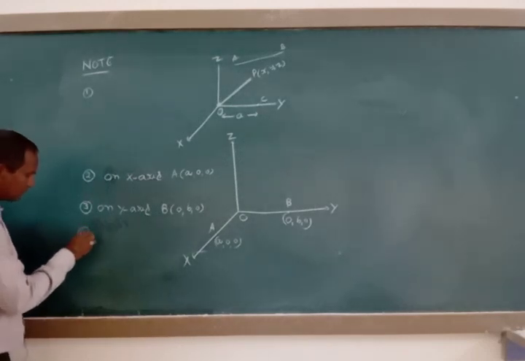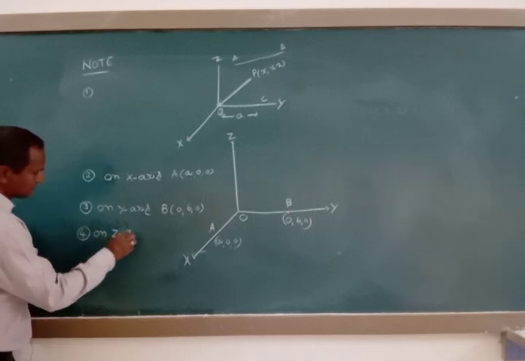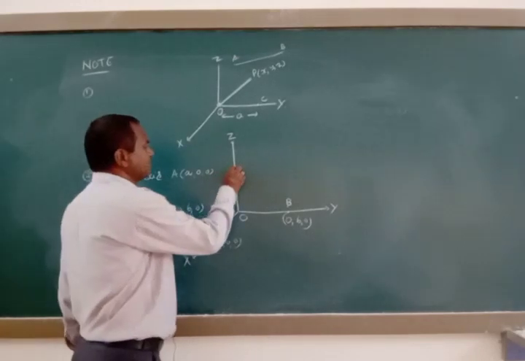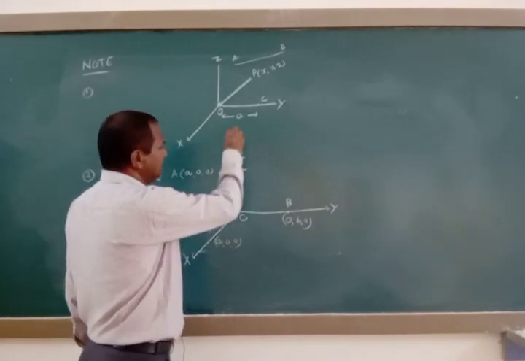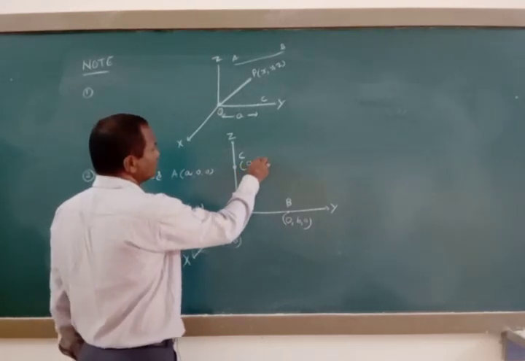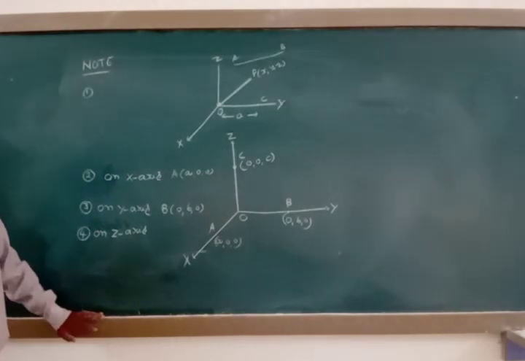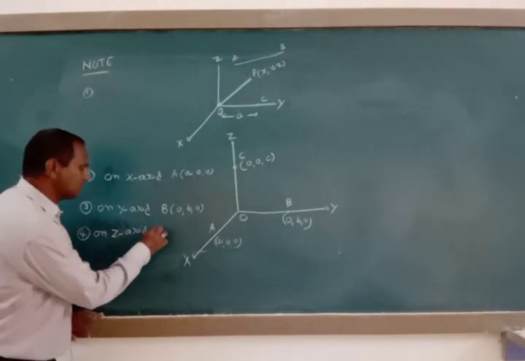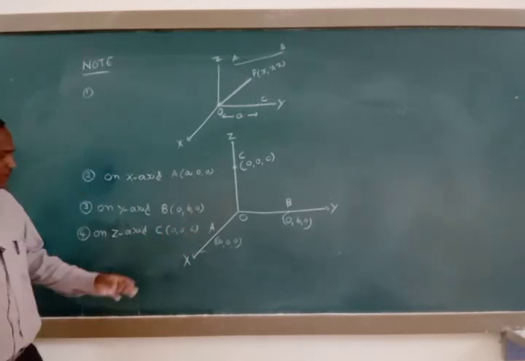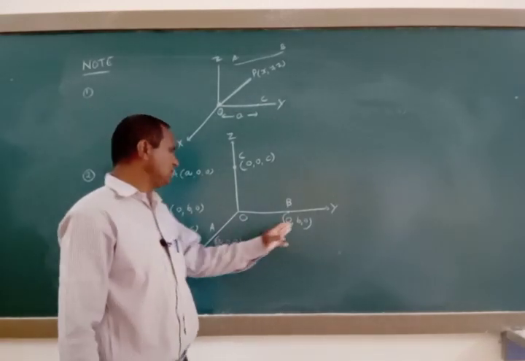Fourth, a point that lies on the z-axis. Just consider a point C on the z-axis. Here, on the z-axis, we will not get the values of x and y, so it is (0, 0, c). Any point that lies on the z-axis is always in the form of capital C, (0, 0, c), where I have taken small letters here.